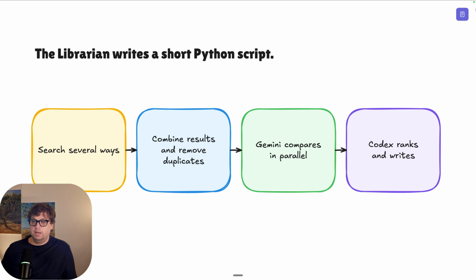So it writes this as a Python script. And the script might search several ways, combine results and remove duplicates, use Gemini to compare a lot of them in parallel or look for conflict or summarize or combine. And then it uses Codex to rank and write the final output. It often writes a script, gets some output, writes another script. And so it does do an iterative loop rather than a one-time script, but it doesn't have to.